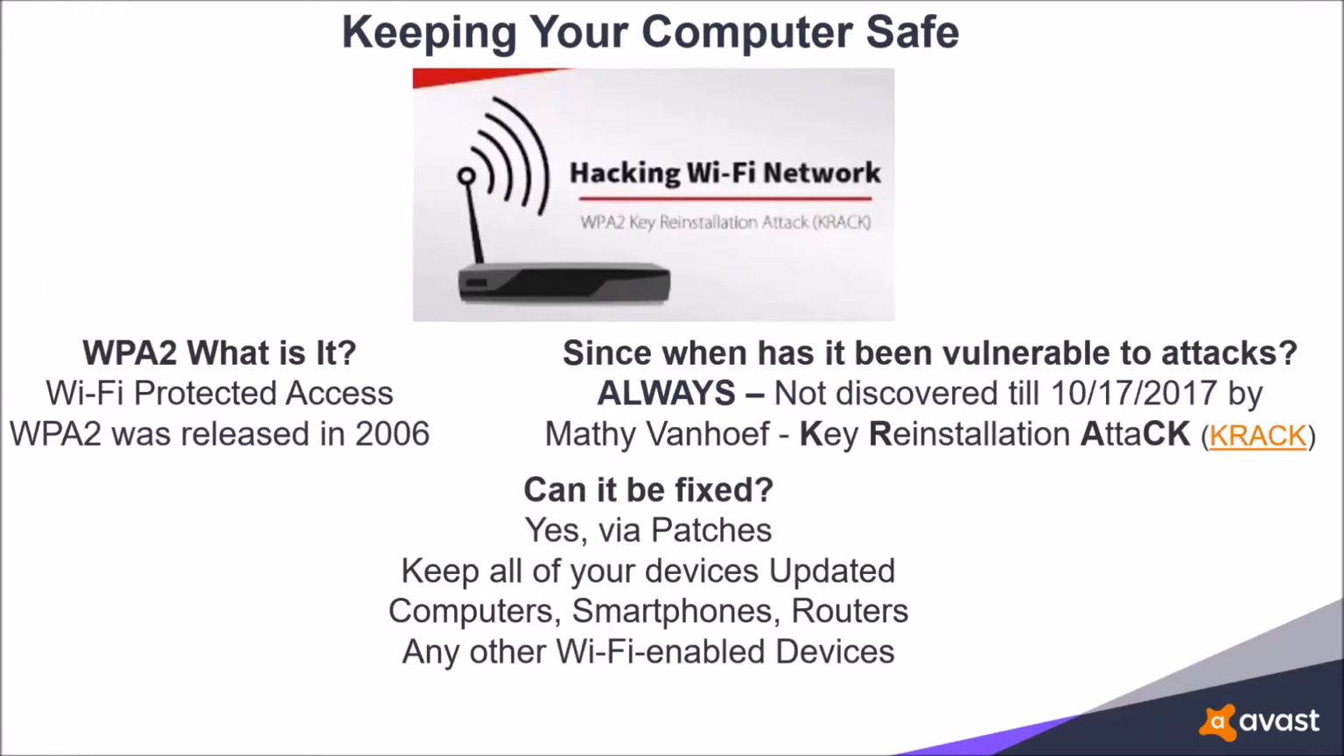One more bit of bad news: WPA2, which is used to encrypt anything and everything connected to Wi-Fi, turns out it has never been safe. It didn't mean anything until October of last year, but back then somebody figured out how to use that vulnerability against us. The only way to fix this is to update all devices that use Wi-Fi. That means your computer, your smartphones, your routers, and any smart devices you have that use Wi-Fi. Everything needs to be up to date. If it's not, you are vulnerable.